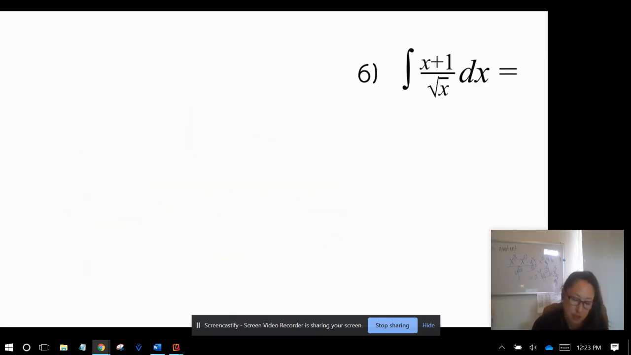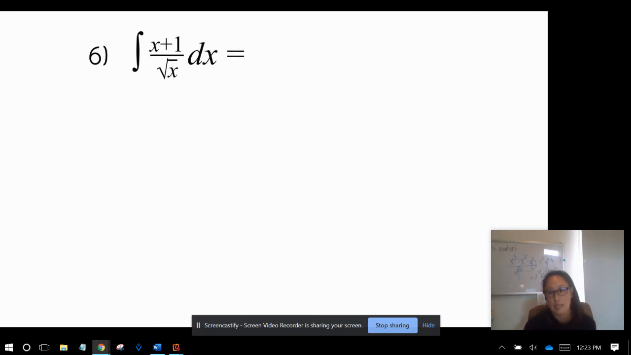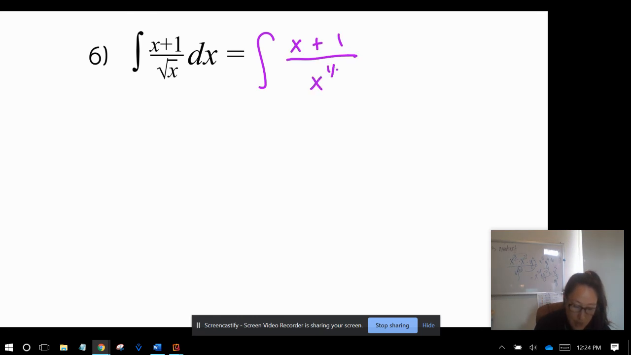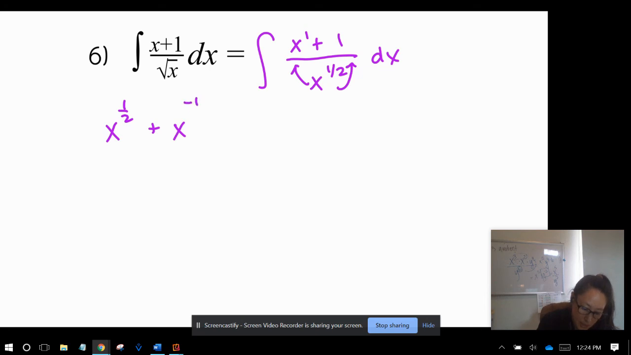Okay, last one. So we're going to take the antiderivative. Okay, this is gross looking. Let's change it. This is x plus 1 over x to the 1/2 power dx. We're going to divide this x to the 1/2 power into the numerator since I'm dividing by a monomial. So powers, I subtract them. So x to the 1 minus 1/2 would be 1/2, and then plus x to the negative 1/2. And I'm taking the integral with respect to x. Okay.